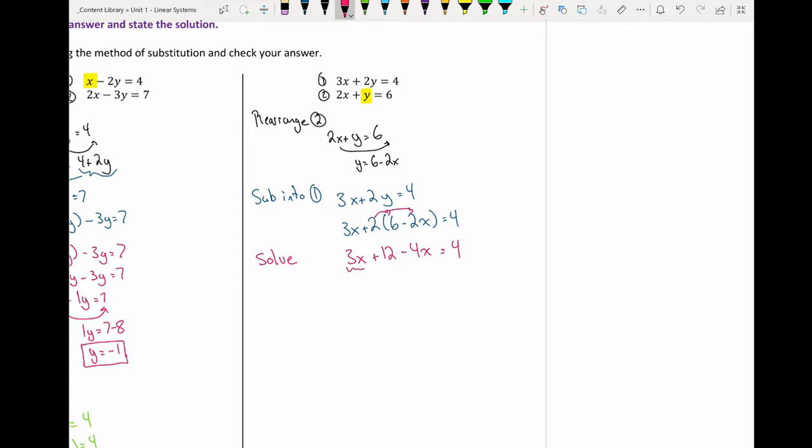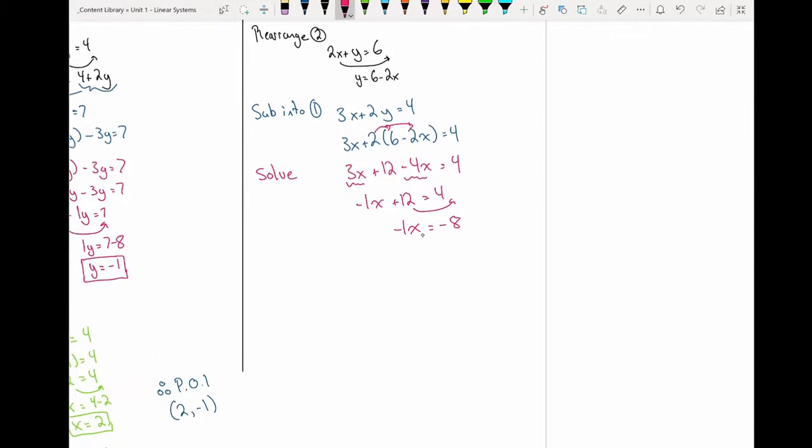Collecting some like terms here. So I get negative 1x plus 12 equals 4. Move the 12 over. Negative 1x equals negative 8, because 4 minus 12. And then I'm going to divide by negative 1 on both sides. So I get x is equal to 8. So I've found part of my solution. I know the x value is 8.